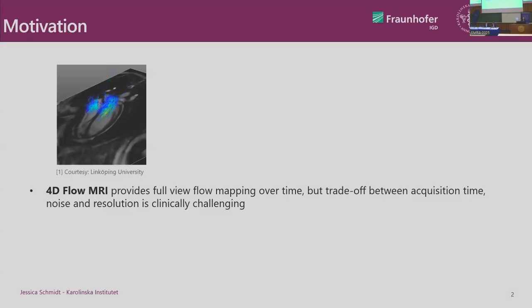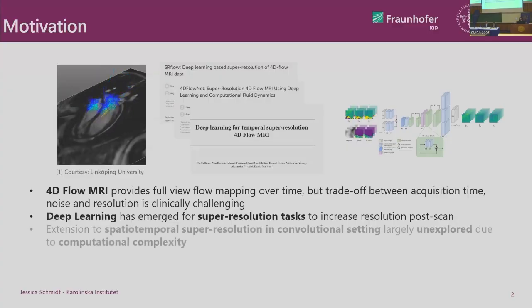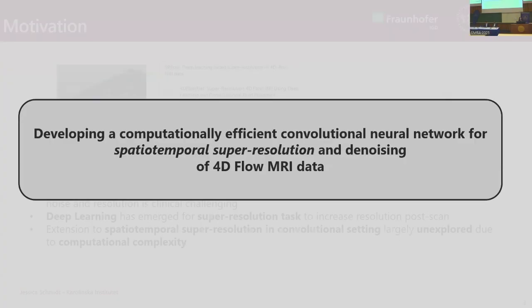4D-flow MRI provides a full view flow mapping over time, but the trade-off between acquisition time, noise, and resolution is clinically challenging. To increase the resolution post-scan, deep learning has emerged for super resolution tasks, mainly either in spatial or temporal direction. An extension to a combined spatial-temporal super-resolution, especially in the convolutional setting, is largely unexplored due to the computational complexity. Thus, we aim to develop a computationally efficient convolutional neural network for spatial-temporal super-resolution and denoising of 4D-flow MRI data.